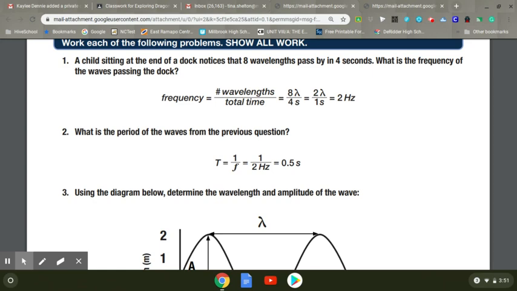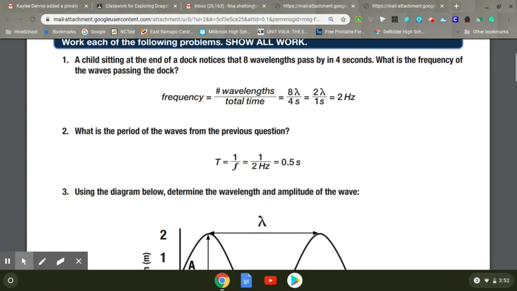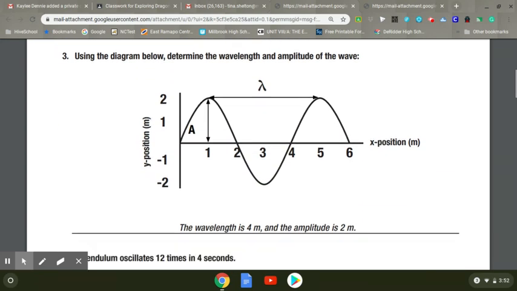Question number 2 says, what is the period of the waves from the previous question? And period is represented by a T. If you watch the video, you know that it was represented by a T. And so period equals 1 over the frequency. And so we have 1 over the frequency that we found in question 1, which is 2 hertz. So 1 divided by 2 is 0.5, and periods are measured in seconds. And so that is the unit. So it's 0.5 seconds is the answer to question number 2.